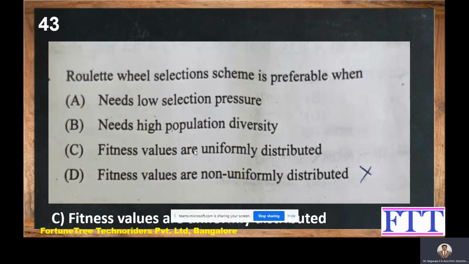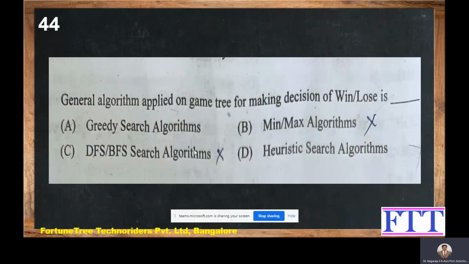So 44, a general algorithm applied on a game tree for making a decision of win or loss is option A, greedy search algorithm. Option B, min-max algorithm. Option C, DFS or BFS search algorithm. Option D, heuristic search algorithm. So the right answer is option B, min-max algorithm.